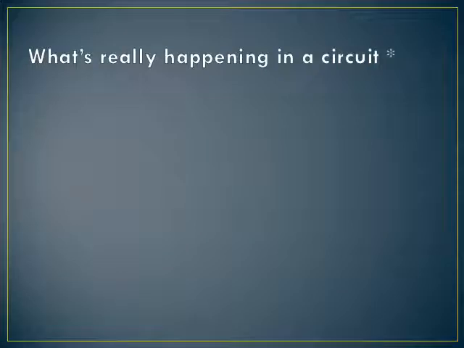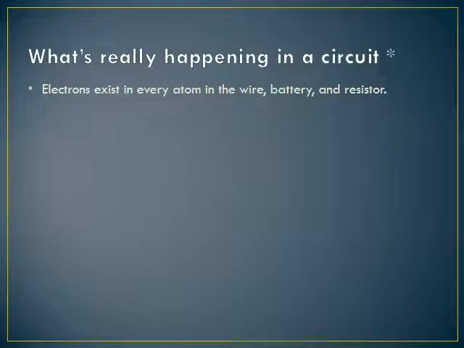So we're going to start off by actually talking about what's really happening in circuits. Remember that when you see slides that have asterisks on them, that means that we're leaving something out of our story for the sake of simplicity. But for a change in this video, we're going to start by talking about what's really happening and then give you the models and the analogies afterwards.